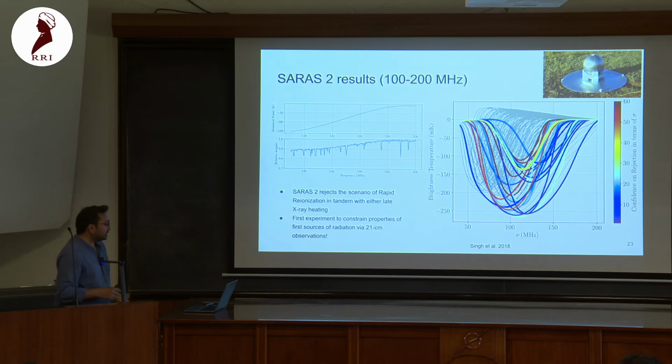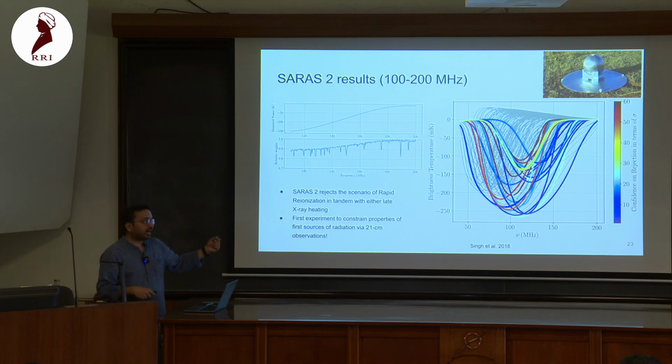Okay, so just talking about some results. The first results came from SARAS-2, which observed in 100 to 200 megahertz. And you might remember the suite of signals I showed before. The colored signals are the ones that it ended up rejecting. And you can see the similar feature in all these models was a very deep absorption trough. And this basically means that the contrast between the gas temperature and the radiation background is huge, which in turn means that the gas is very cold.